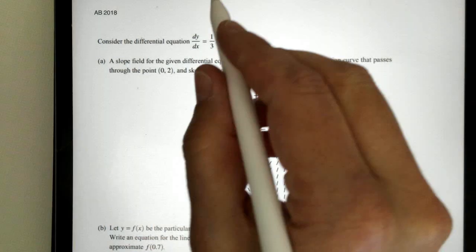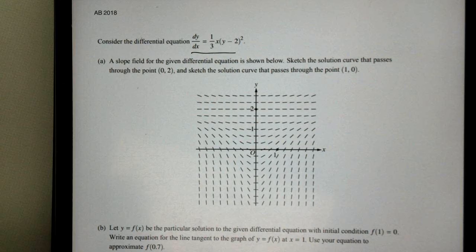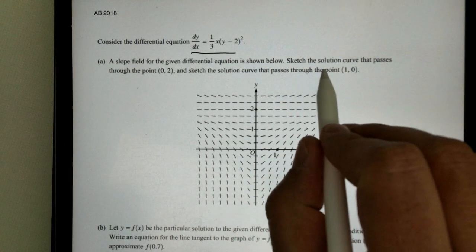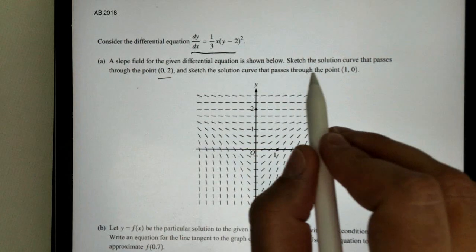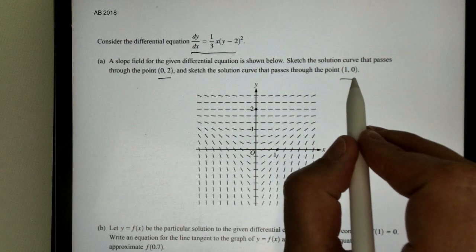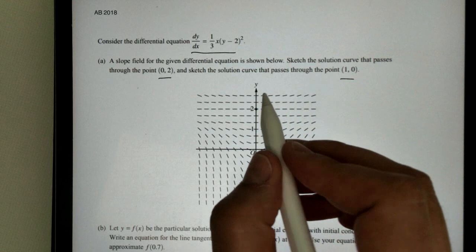So we're given this derivative dy/dx, which is 1/3 x times (y minus 2) squared. We're given the slope field for this differential equation as well. And we want to sketch the solution curve that passes through the point (0, 2), and the solution curve that goes through (0, 1). So this is just graphing. We just want to take a look.